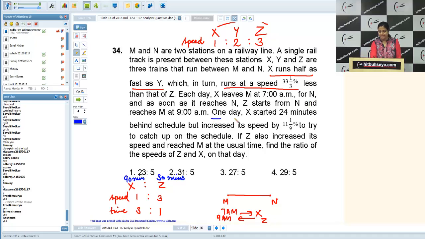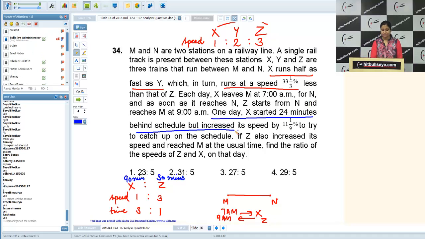Now, one day X started 24 minutes behind the schedule. If it is 24 minutes behind the schedule and we need everything on time, then out of 120 minutes, already 24 minutes are wasted. That's why we are left with only 96 minutes. But it increases its speed by 11.1% to try to catch up on the schedule.